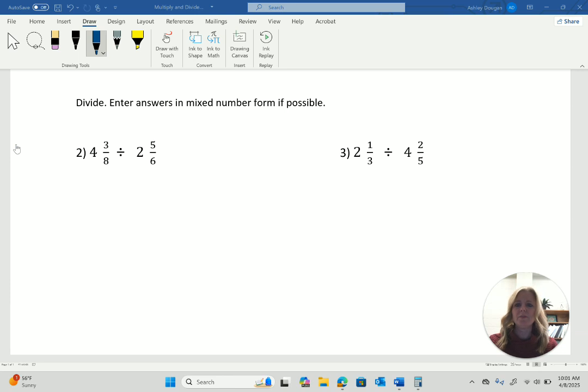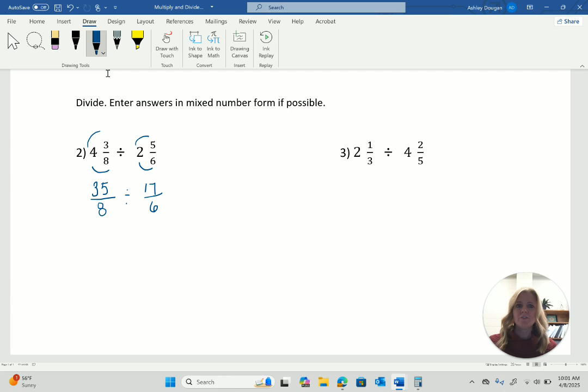For dividing with mixed numbers, we're going to do the same first and last step. Our first step is going to be to change these to improper fractions. So whenever you see these mixed numbers, first step is we're changing them to improper fractions. So again, you're going to multiply and you're going to add. And so you're going to get 35 over 8. And we're dividing. Then you're going to multiply and add for the second fraction. 6 times 2 is 12 plus 5 gives us 17 over 6.